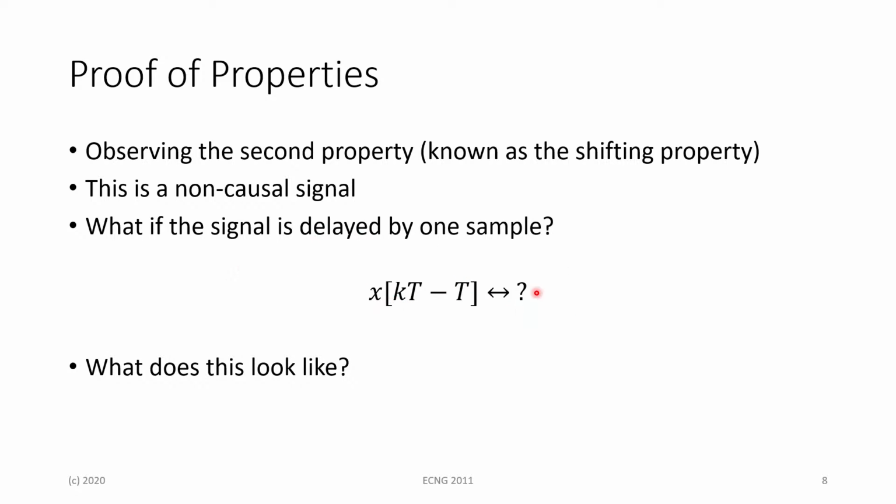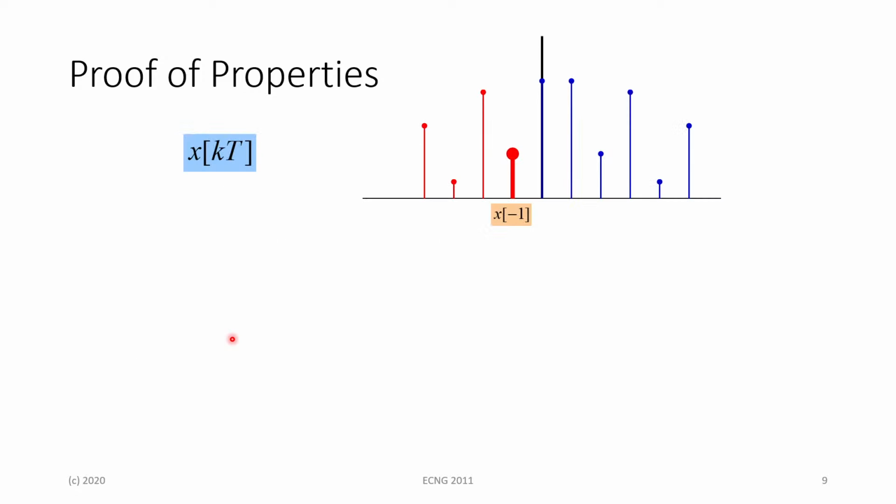Because we no longer have the unit step being multiplied here, this x of kT signal can be a non-causal signal in particular. So we have to observe what happens when we actually do this and start delaying the signal by a set number of samples. If we start with our generic x of kT signal, represented by the stem plots for each sample taken at every kT interval, we need to observe that because we're delaying the signal by one sample, we need to watch this x of minus 1 value in particular.